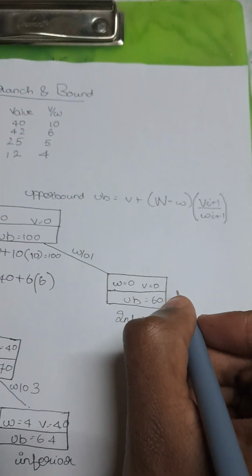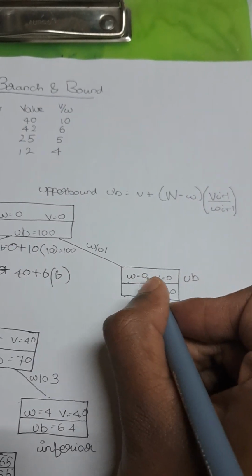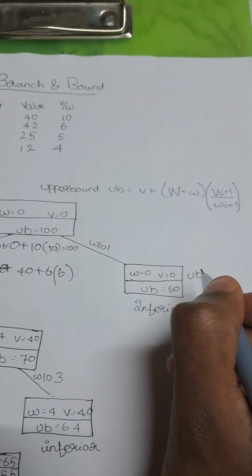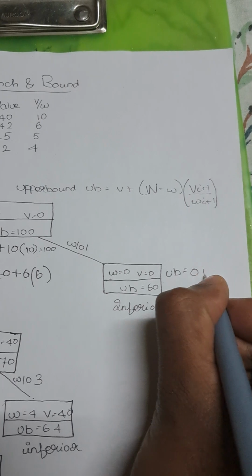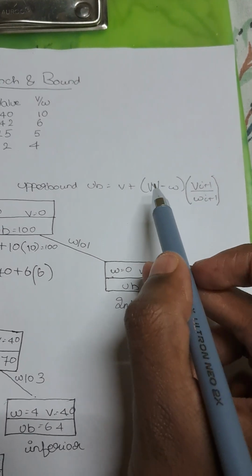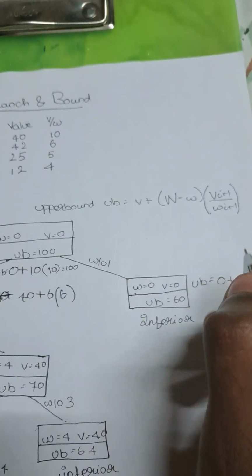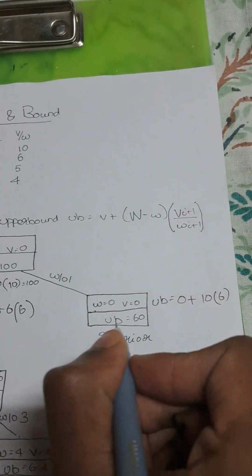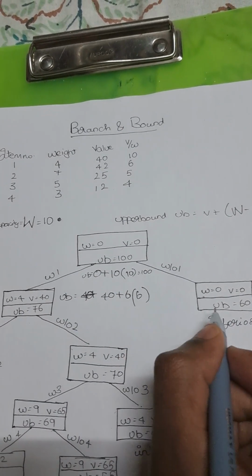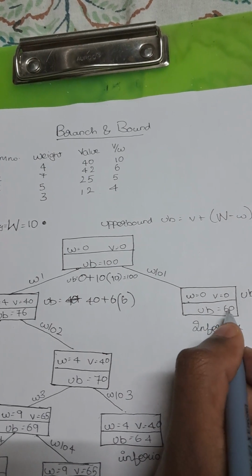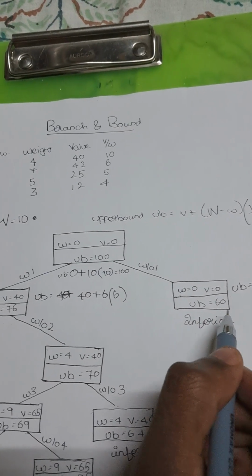Now without item 1, the weight is 0 and V is 0, since we have considered no item from the first. Now we calculate the upper bound, which is V, 0, plus W minus w, 10 minus 0, 10, into V(i+1) by W(i+1). For item 2 it is 6, so 60. So the upper bound here is 76, here it is 60. Since without 1 it is lesser than with 1, this is inferior and we ignore the without 1 condition.